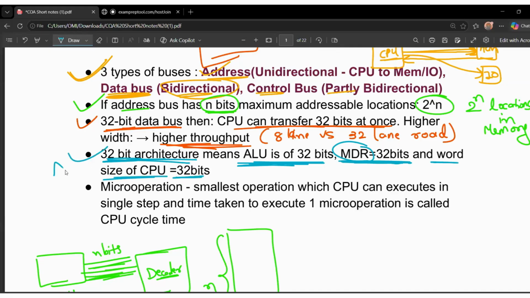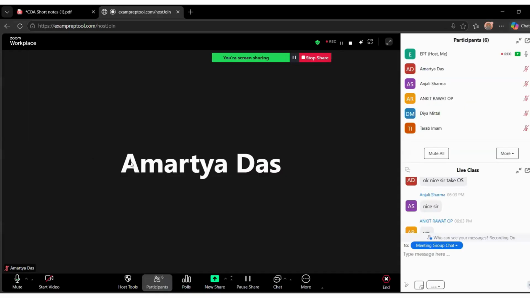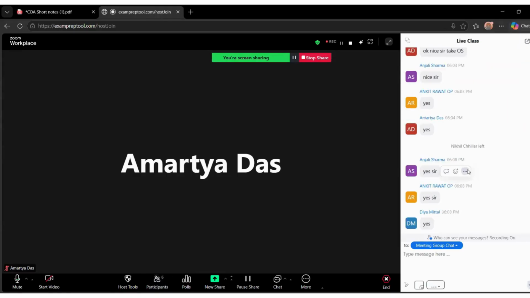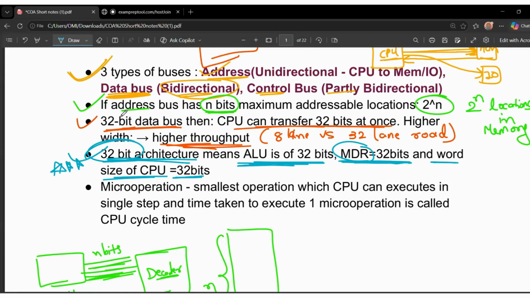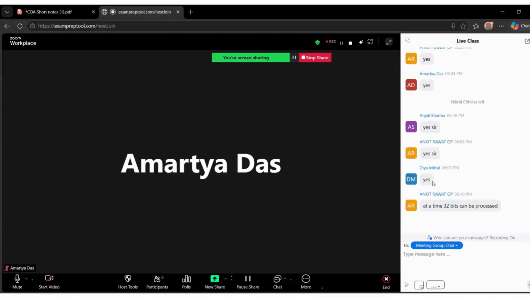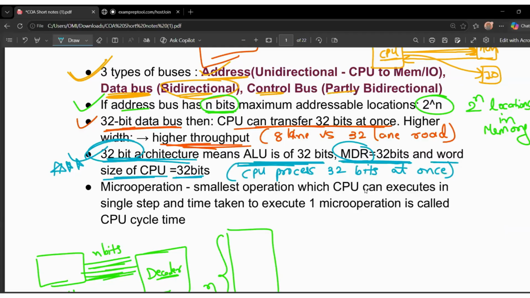We have seen many questions related to this point also. If you have 32-bit architecture, what does it mean? The CPU can process 32 bits at once. Are you recalling what the 32-bit architecture means? The CPU processes 32 bits at once, right? Yes or no? At a time, 32 bits can be processed.